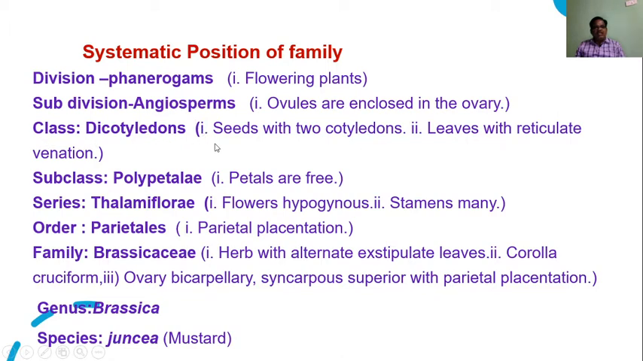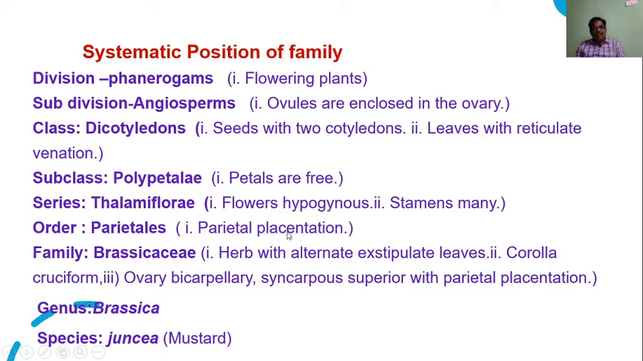Then class Dicotyledons, seeds with two cotyledons and leaves showing reticulate venation. Then subclass Polypetalae, the name itself indicates that petals are free. Then series Thalamiflorae, flowers are hypogynous, stamens are many, and a cone-shaped thalamus is found there. Then order Parietales, the name itself indicates that the parietal type of placentation is there.